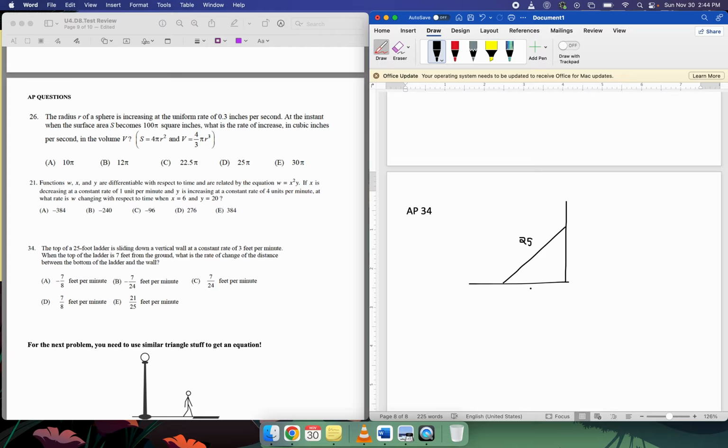Okay, but this is a right triangle, right? These two sides of the right triangle, maybe I'll call them x and y, those guys are changing. So it's sliding down the wall, so this point right here is going down, which means that this side of the triangle is decreasing in size, and meanwhile, this side of the ladder is going to be sliding this way. So I think this side of the triangle is increasing.